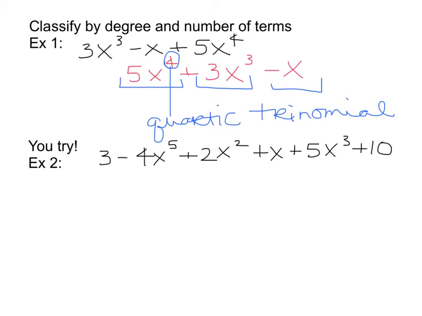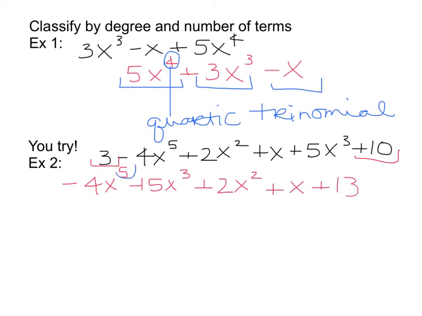First thing you're going to want to do is write this in standard form, so I need to start with my highest exponent first. So negative 4x to the 5th comes first. And then after that comes plus 5x to the 3rd, and then plus 2x squared, and then plus x. And if you notice, you have the 3 and you have the 10, so we need to combine those. 3 plus 10 gives me 13.